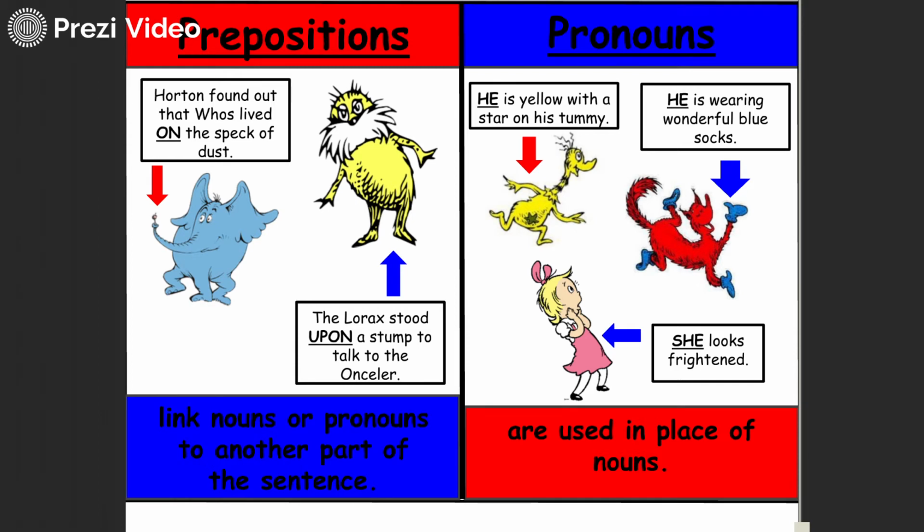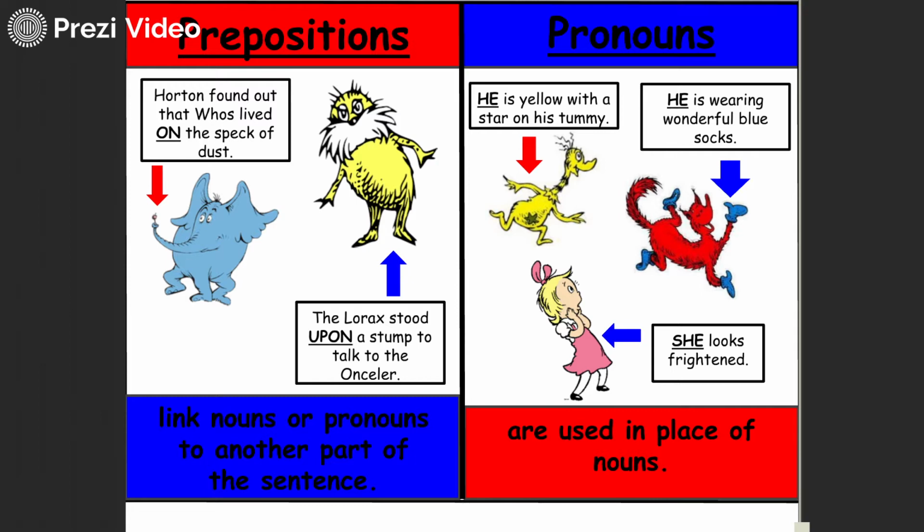Then we have prepositions and pronouns. Prepositions, they link nouns or pronouns to another part of the sentence. Basically, they tell us where things are taking place. Horton found out that who's lived on the speck of dust. On is the preposition. The Lorax stood upon a stump to talk to the Onceler. Upon. Again, where is the object or the action taking place?